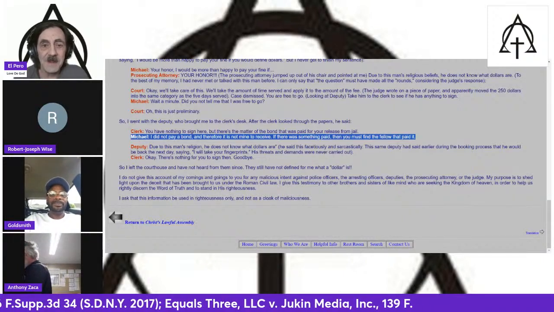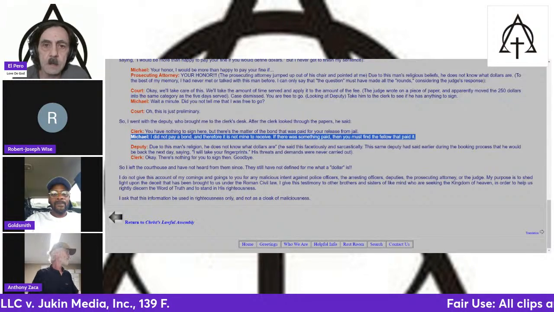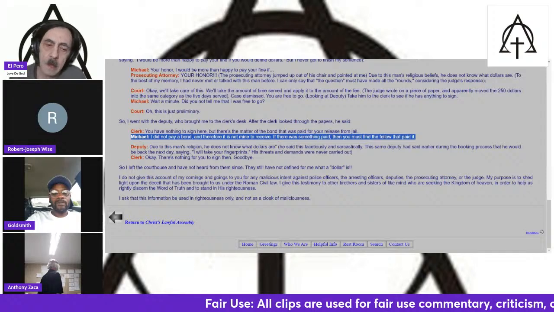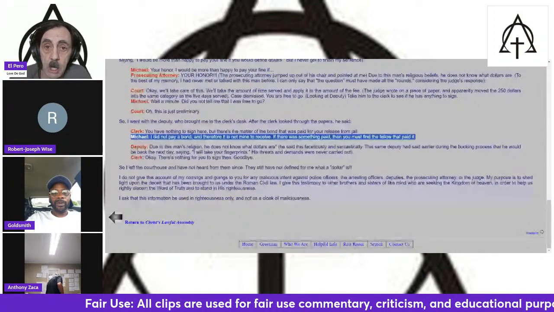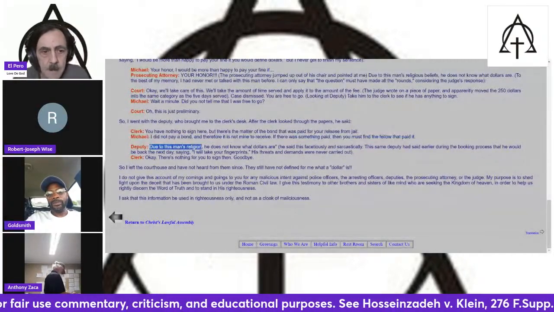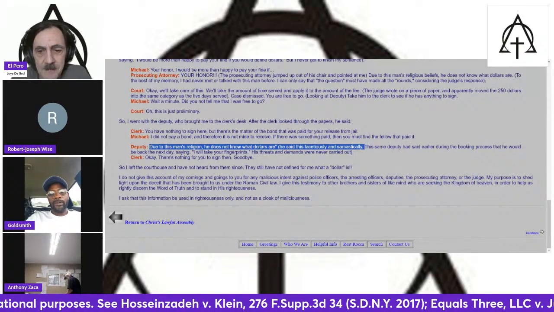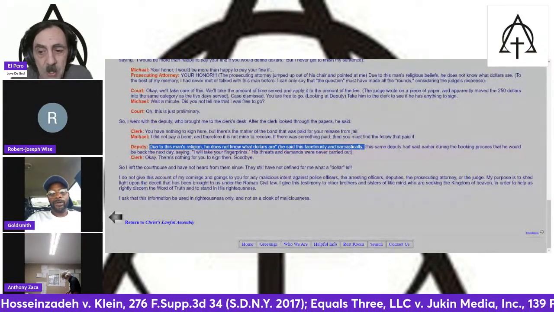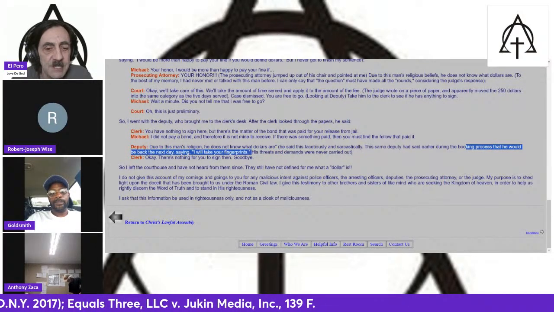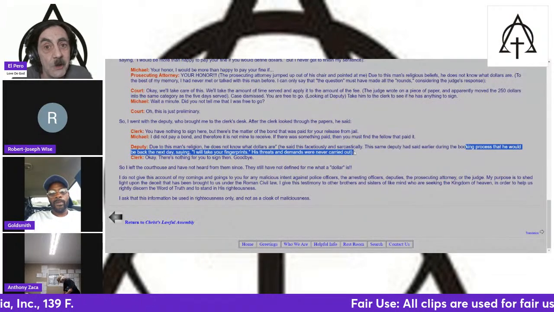No. They gave him a bond and paid for the bond in Federal Reserve notes. So no one got the credit yet. Again, still didn't get discharged. Deputy, due to this man's religion, he does not know what dollars are. He said this facetiously and sarcastically. This same deputy had said earlier during the booking process that he would be back the next day, saying, I will take your fingerprints. His threats and demands were never carried out because he doesn't know what a dollar is.